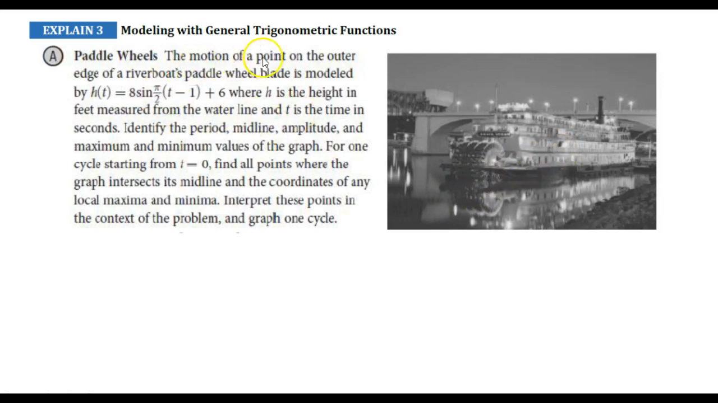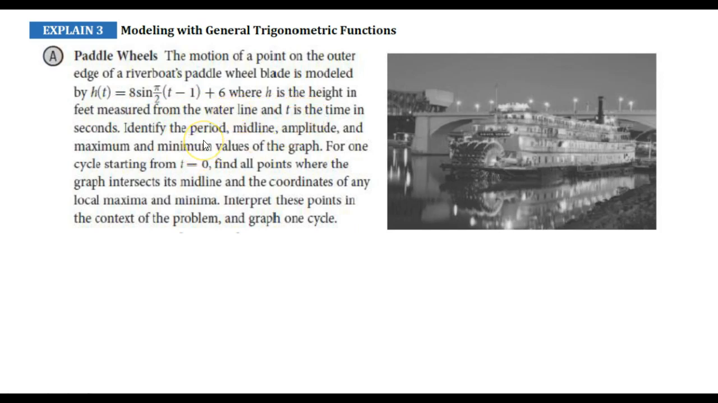But anyways, the motion of a point on the outer edge of a riverboat's paddle, because those little paddles kind of propel it through the water, is modeled by a sine function. h equals 8 sine of pi over 2 times (t minus 1) plus 6, where h is the height measured from the water line, and t is time in seconds.